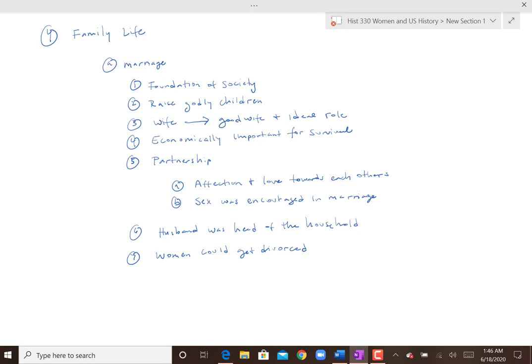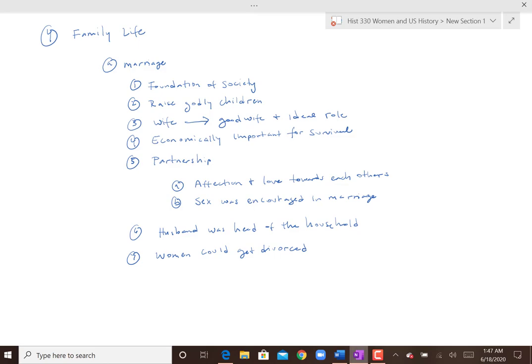and that gave them some ability to make sure that they weren't being abused. That's one of the important things with divorce, that it actually lowers the rate of abuse within a relationship because women aren't trapped having to put up with that. And again, it was still more difficult for women than men, but it was something you could do. A husband was the head of the household, and yet they were encouraged to show love and affection and care for each other and treat each other nicely and be guiding lights for their children.